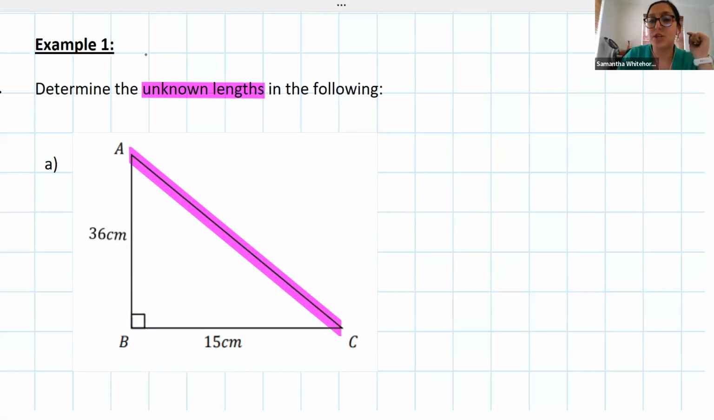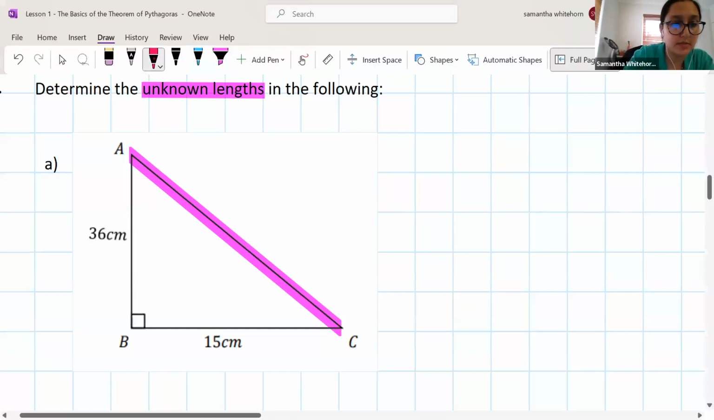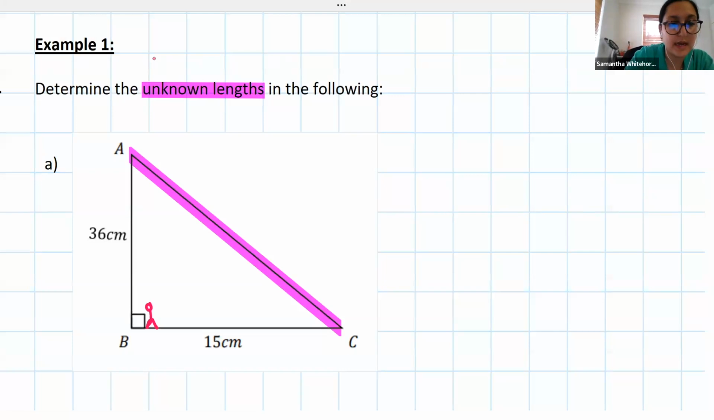We always then double check, is it the hypotenuse? So I go to my right angle. Here's my right angle. I pretend I'm standing at my right angle and I'm looking directly opposite me. If the side I've highlighted is directly opposite me, that is then my hypotenuse. So in this case, I am looking for my hypotenuse in this right angled triangle. I have the other two sides. I have AB and I have BC. I am just looking for the third side, AC.